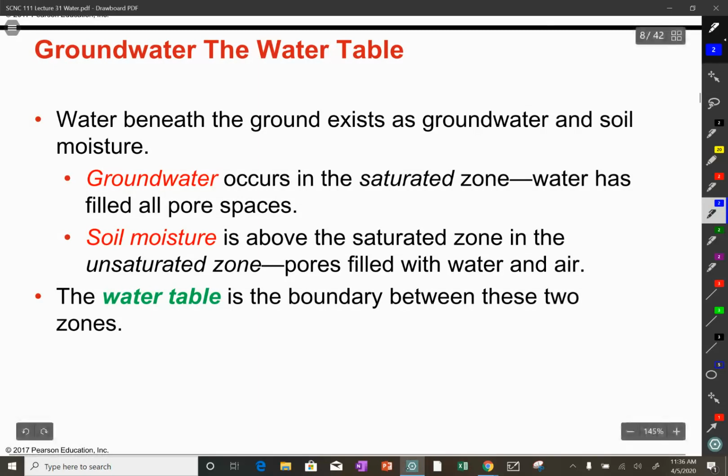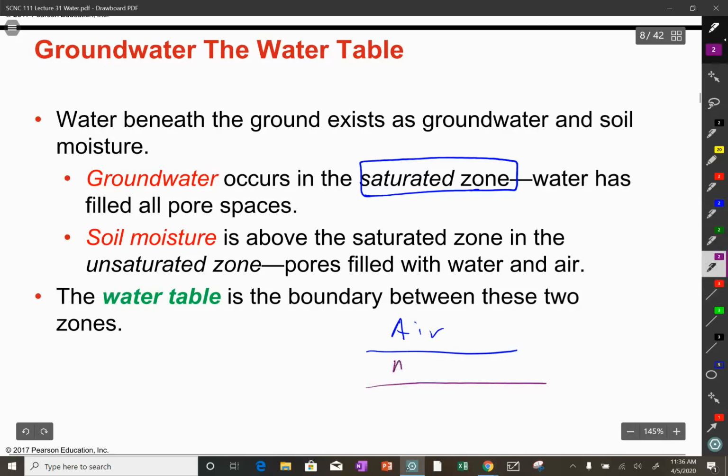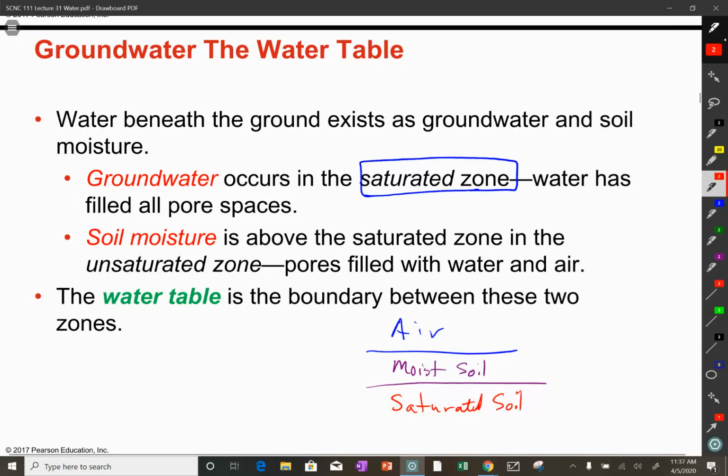Now, the more careful definition of groundwater. Groundwater is water that occurs in a saturated zone. That is, here's air, and then underneath the air we have moist soil, and then underneath that we have saturated soil. What's the difference between moist soil and saturated soil?